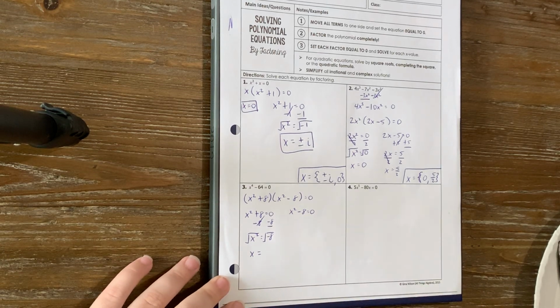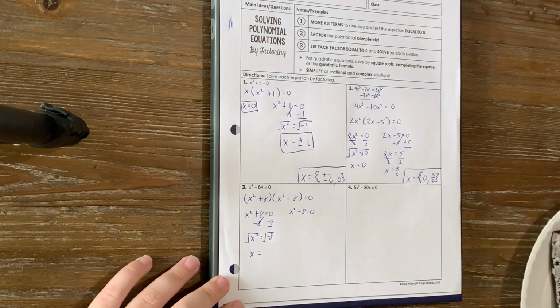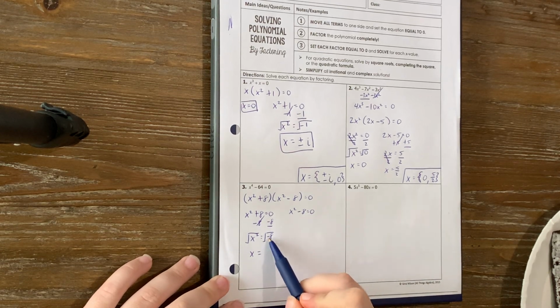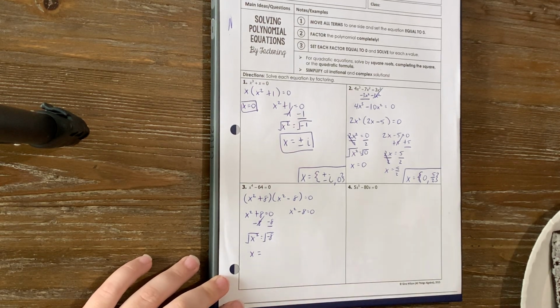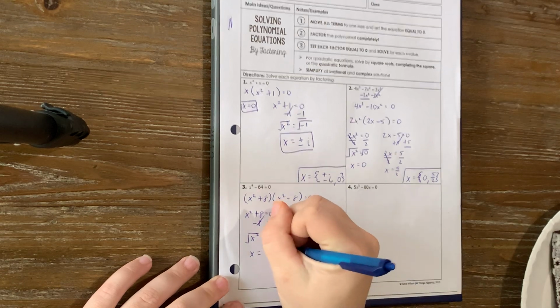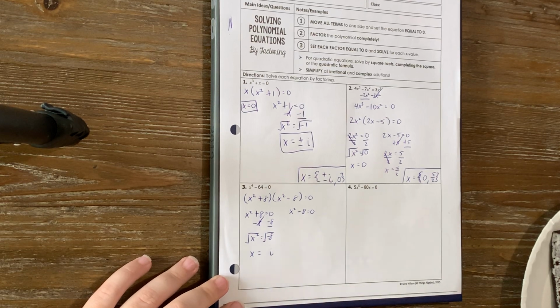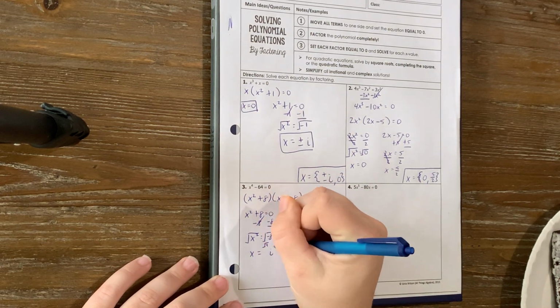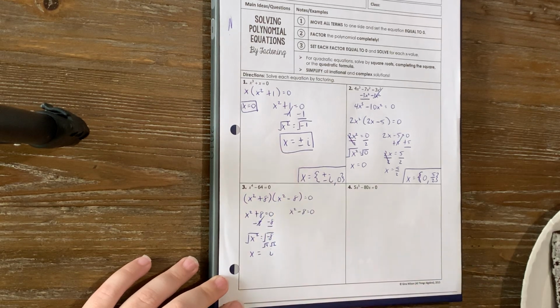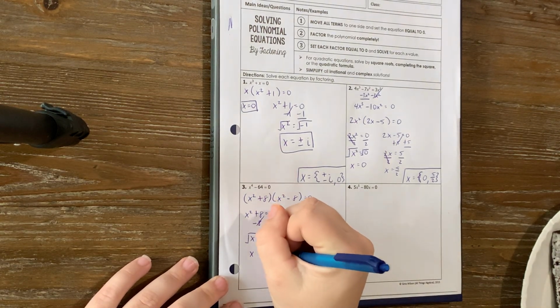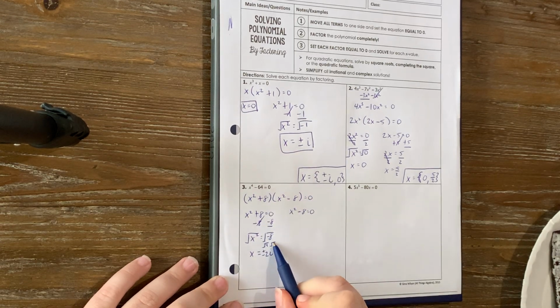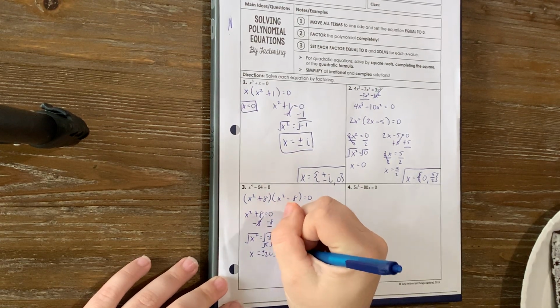X equals, well, we need to simplify down our radical. First of all, we have a negative, so we know that we're going to have an i. 8, well, what's the largest perfect square that goes into 8 evenly? That's 4. So we have 4 and 2. The square root of 4 is 2, so we have plus or minus 2. And then that radical, we just bring it down.